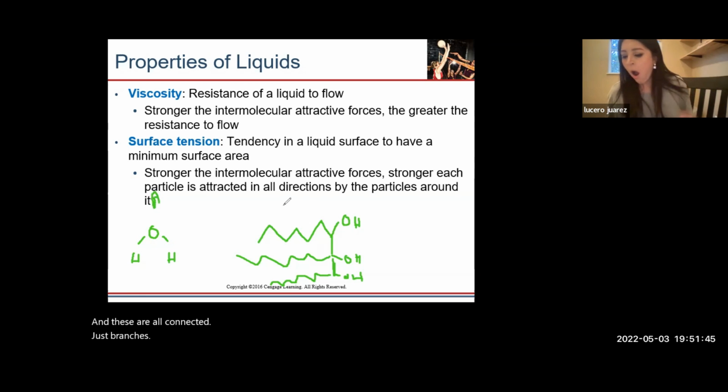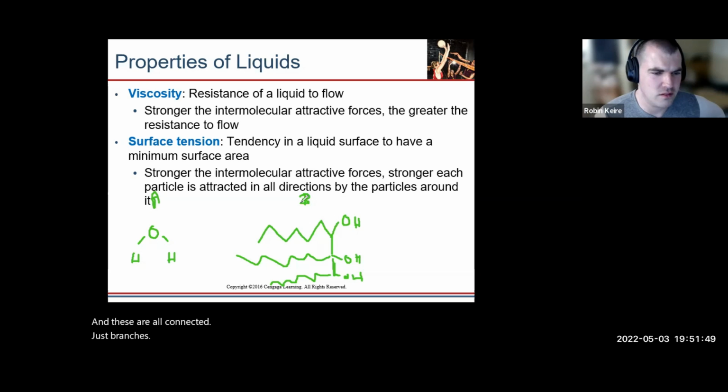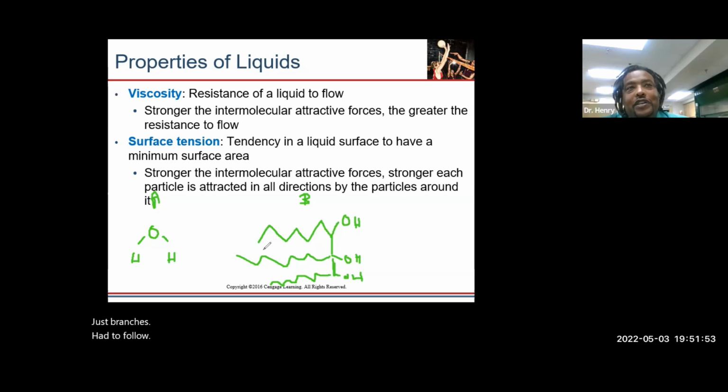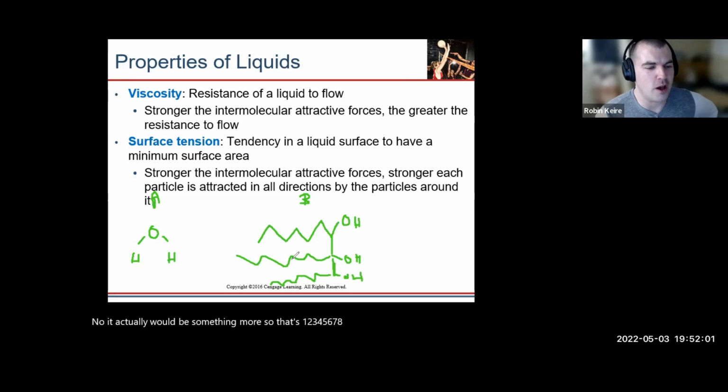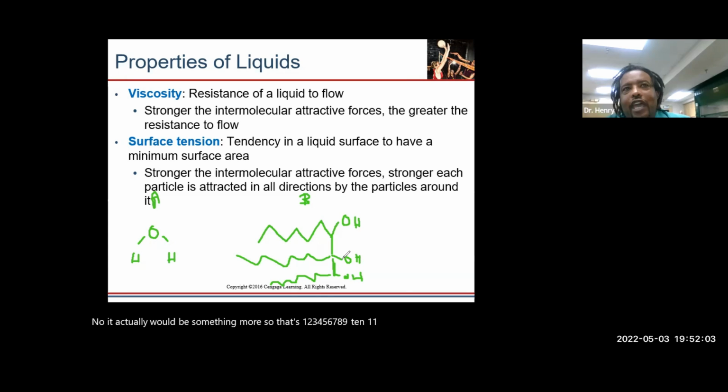Is that pentanol? No, it would actually be something more. So that's 1, 2, 3, 4, 5, 6, 7, 8, 9, 10, 11. And then off your branching, you also have another branch that also has another output.